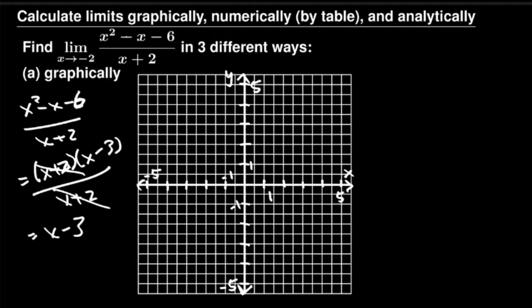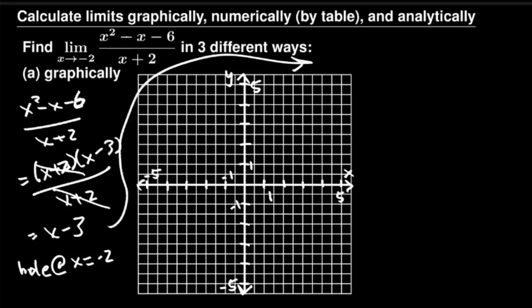So the function is just x minus 3. However, there's one small thing that happened. There is a hole. There's a hole at x equals negative 2, sorry. Alright, so anyway, what does x minus 3 look like? It's a line. So there's a line with slope 1. Shifted.